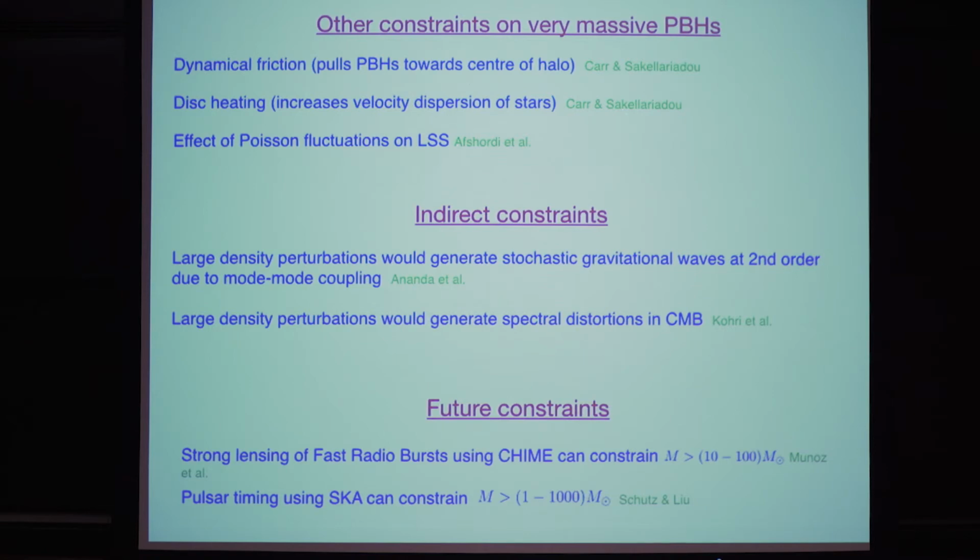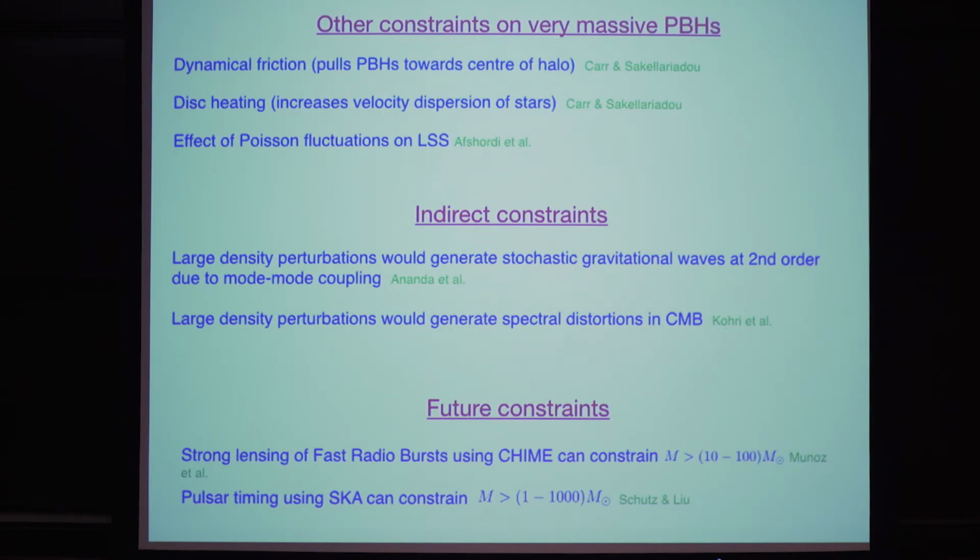There are various other constraints, but because it probably gets a bit boring going through a long list of constraints, I'll just mention them in passing. I think there are various reasons why we can't have the dark matter being 10 to the 5, 10 to the 6 solar mass black holes.